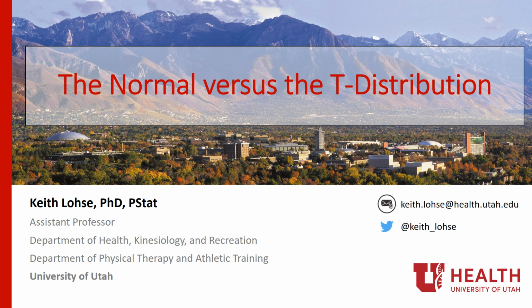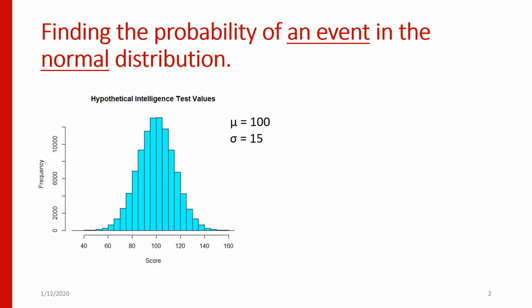Today we're going to be talking about the normal distribution and the t-distribution, and how if we know the underlying distribution or can make some assumptions about the underlying distribution, then we can use those distributions to calculate the probabilities of observing certain events. So we can find the probability of an event under the normal distribution, right?